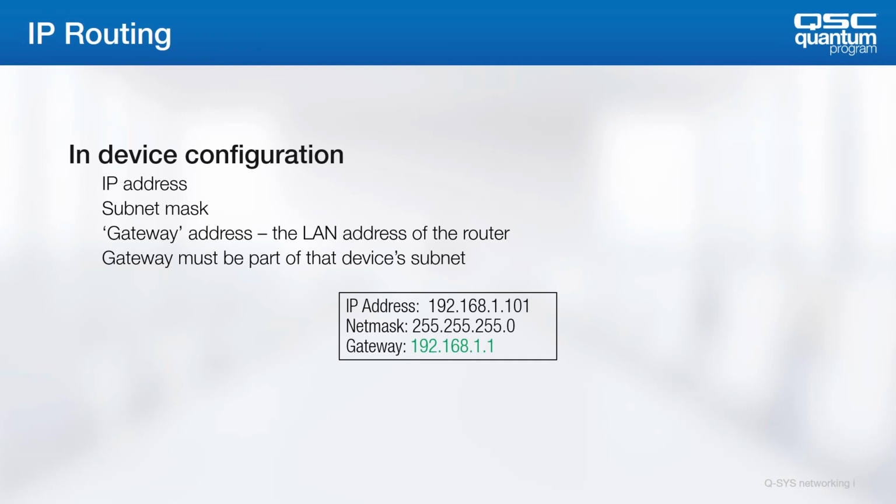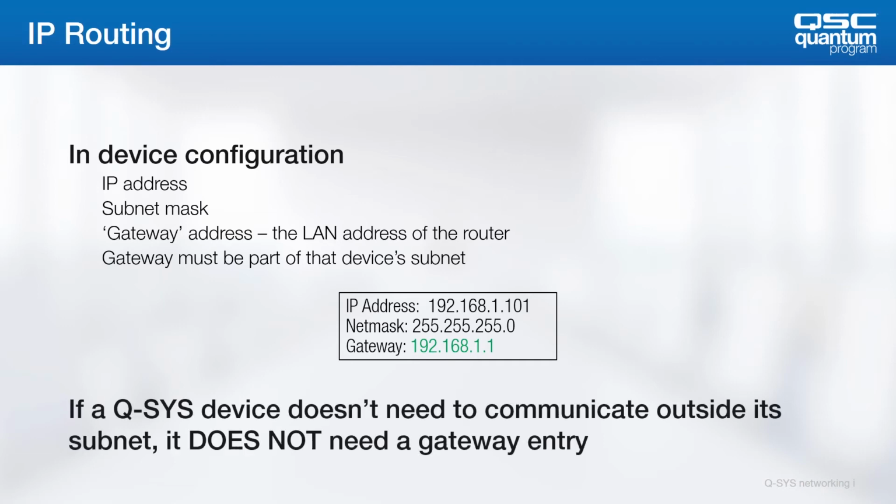One other note, specifying a gateway is not mandatory. If a device is on an isolated network and doesn't need to communicate with devices on another subnet, there's no need to define this at all. You can actually run into some subtle problems if you pick an address that isn't a valid router.